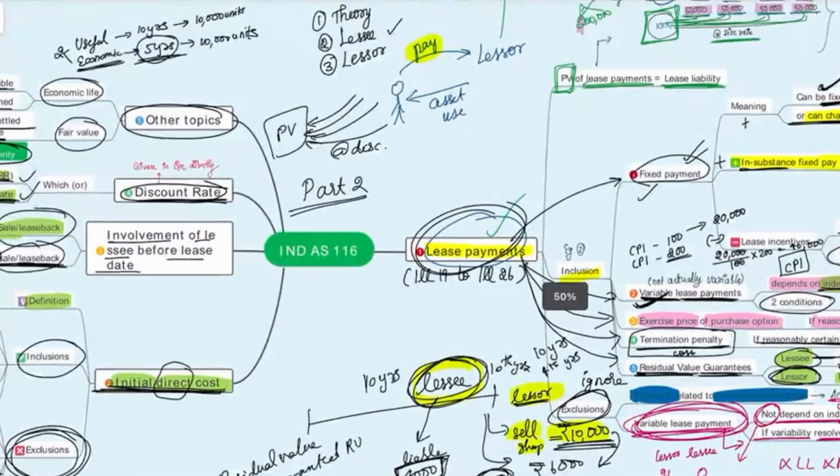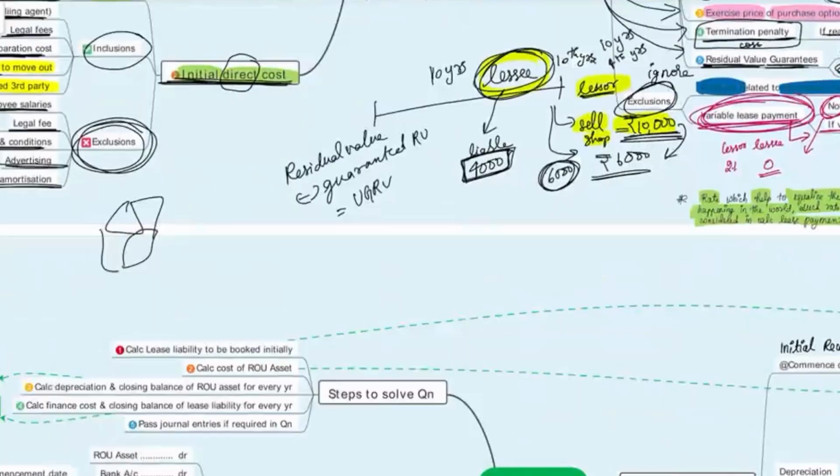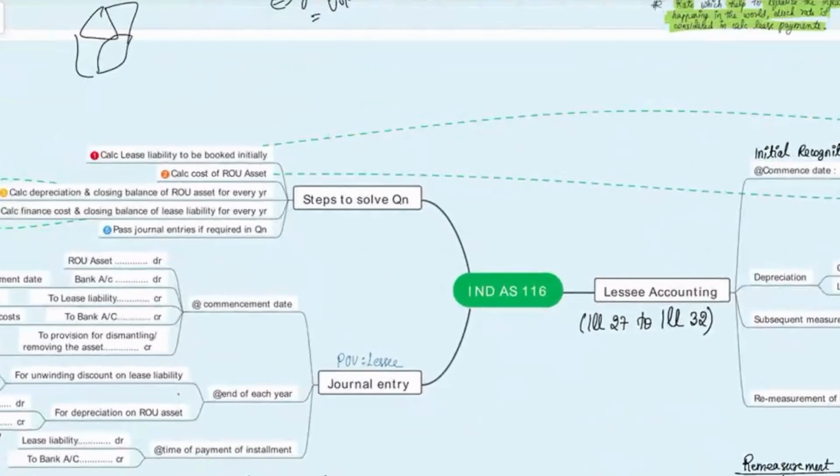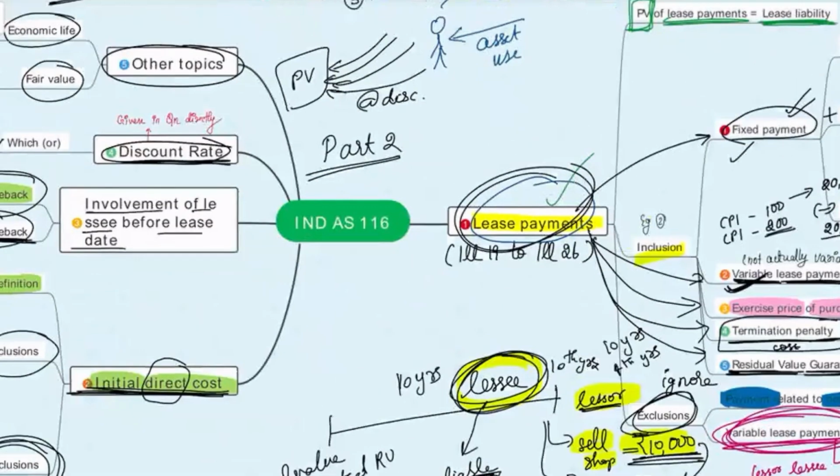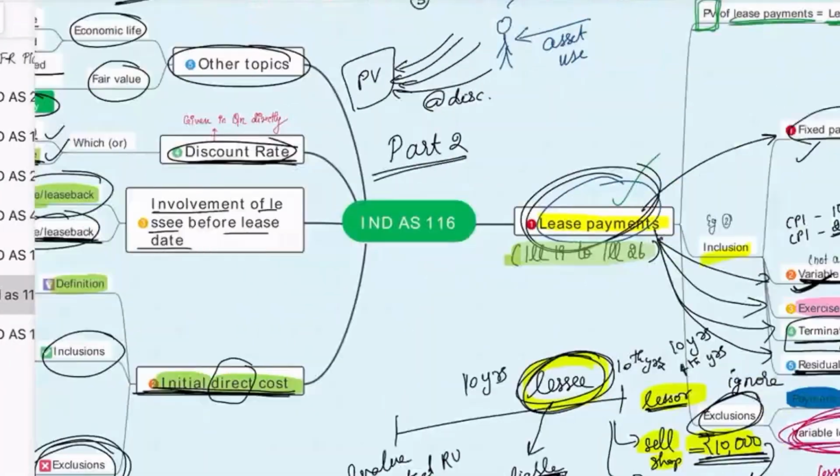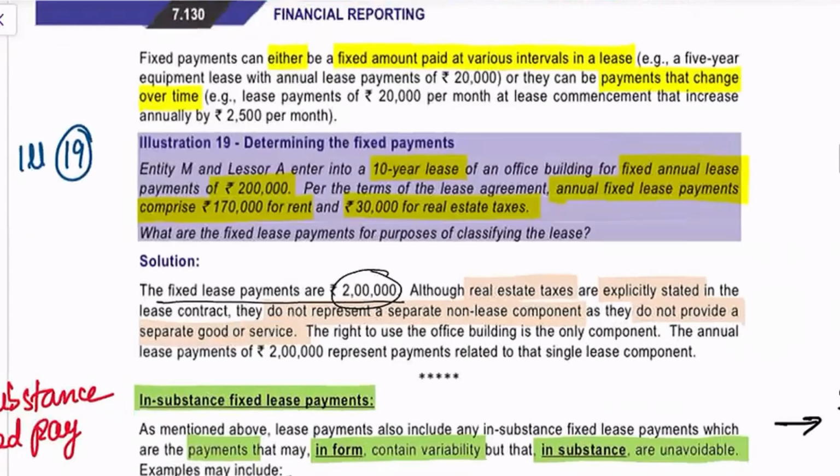Okay. So now that we have completed this, before we move on to the core concepts of lessee accounting, let's first solve all the illustrations related to these topics. It is from illustration 19 to 26. Let's first go and solve that. Okay. So let's now start with illustration 19.